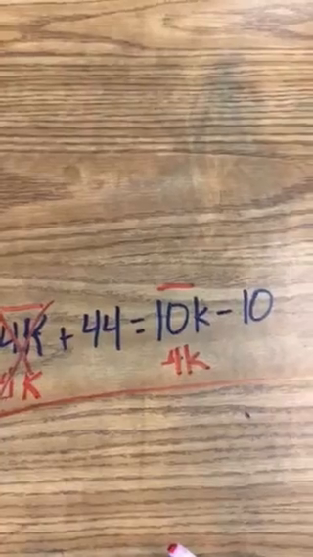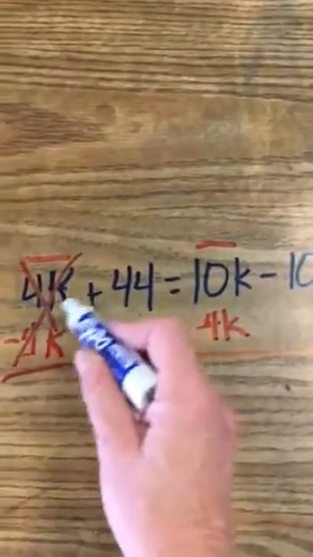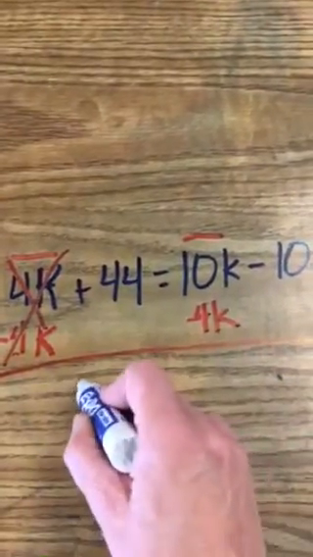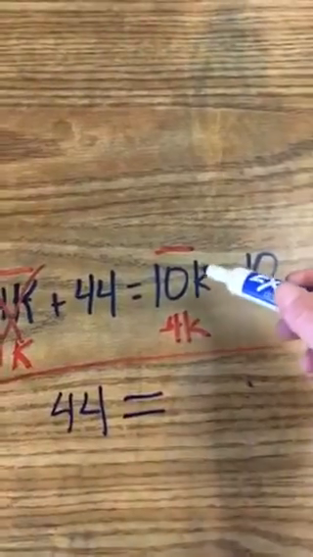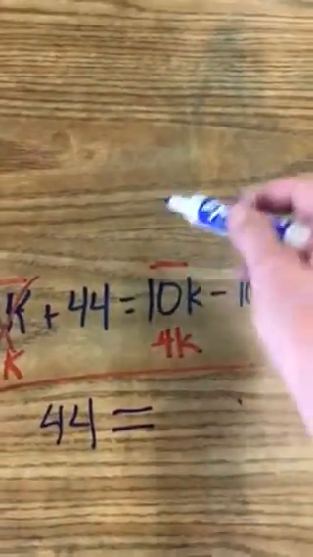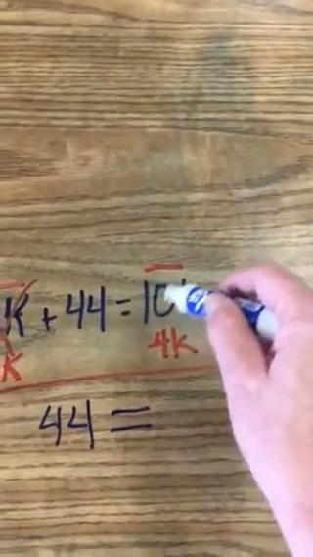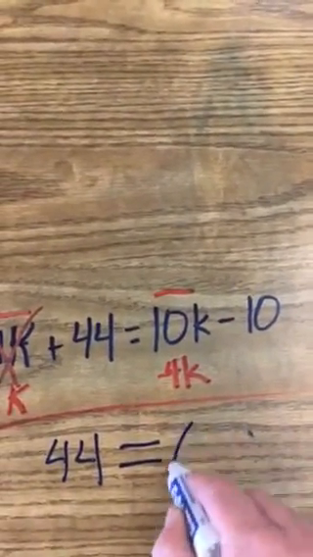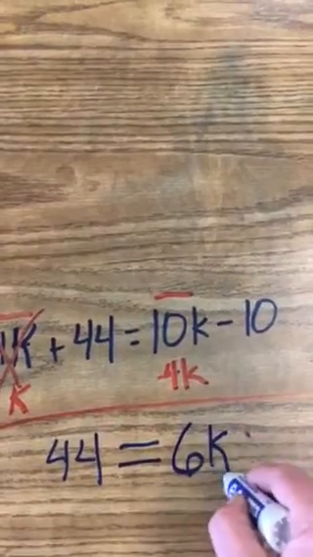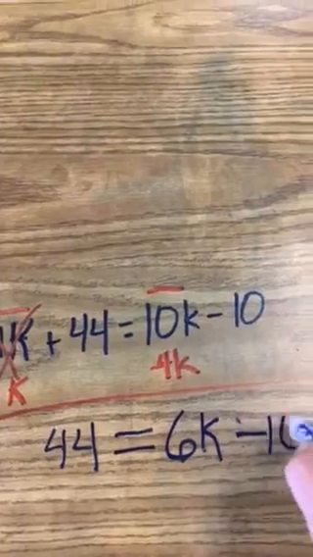And with algebra, we always rewrite our problem. So I'm going to come straight down. That's now gone. 44 on this side of the equal sign equals. Now, on this side, if I have 10 letter k's, because remember, this isn't a number 10. It is a coefficient telling me that I have 10 letter k's. And I'm going to take away 4 of them, leaving me now with 6 letter k's, or the variable of k, and minus 10. Okay?